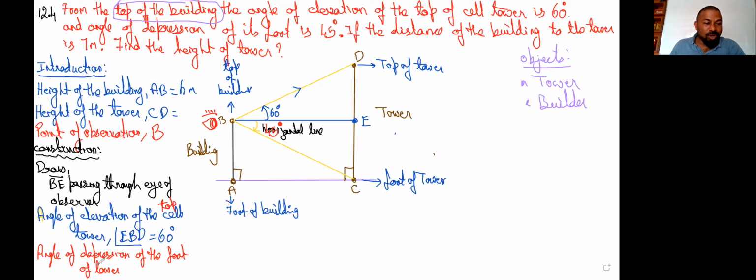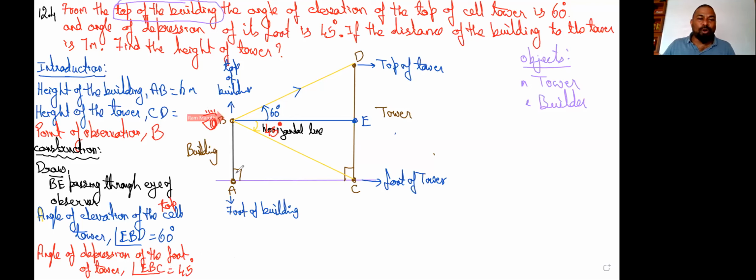As I said, always the angle should start from the horizontal line. So which is the horizontal line here? The horizontal line is nothing but BE, and the ending point is C. So angle of depression starts at E, reaches B, and then goes to C. E, B, and C, its angle of depression is given as 45 degrees. That is the point he has given.